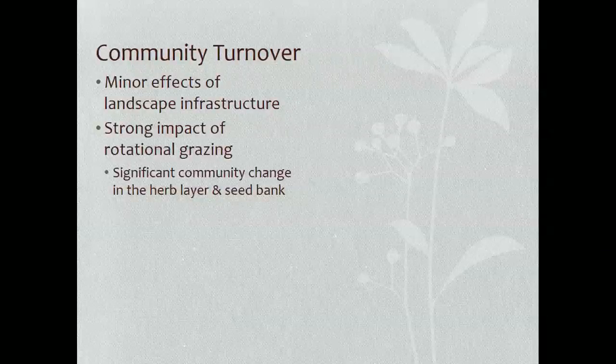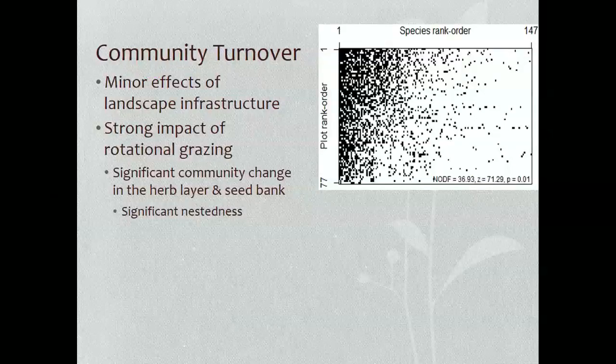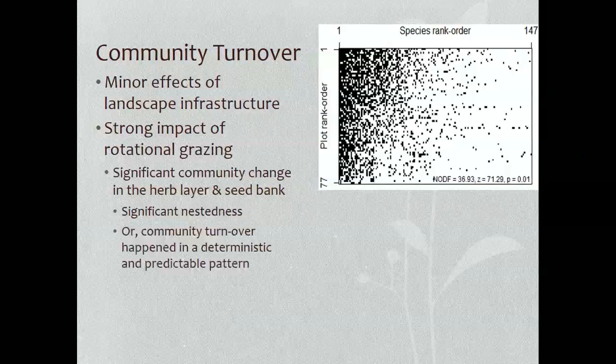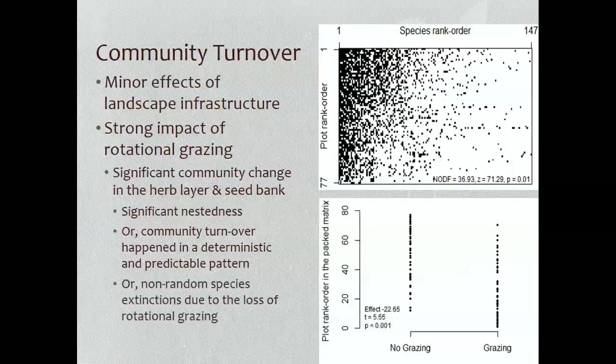But there was again a strong impact of whether the grazing networks were still intact, yes or no, where there was a strong, significant nestedness pattern, which you see here, where we calculated this no overlap decreasing fill metric. And we extracted the plot ranks and species ranks to study further what was actually determining this nested pattern. That this was nested means that the species which are going extinct are deterministic and predictable.